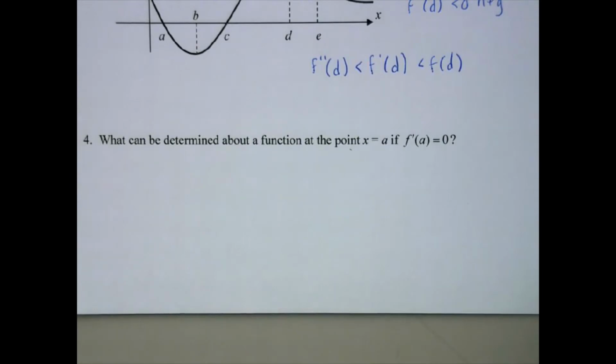What can be determined about the function at the point x equals a if f prime of a is 0? Well, the first thing I know is that a has to be a critical point. If the first derivative is 0, it is a critical point. The second thing I can say for sure is that the slope of a tangent line at that spot would be 0.